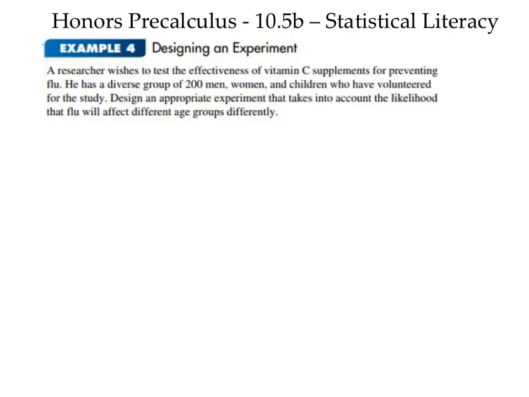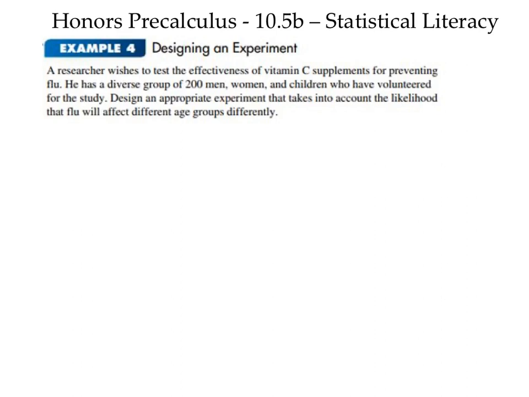Let's use these principles to design an experiment. A researcher wishes to test the effectiveness of vitamin C supplements for preventing flu. He has a diverse group of 200 men, women, and children who have volunteered for the study. Design an appropriate experiment that takes into account the likelihood that flu will affect different age groups differently.